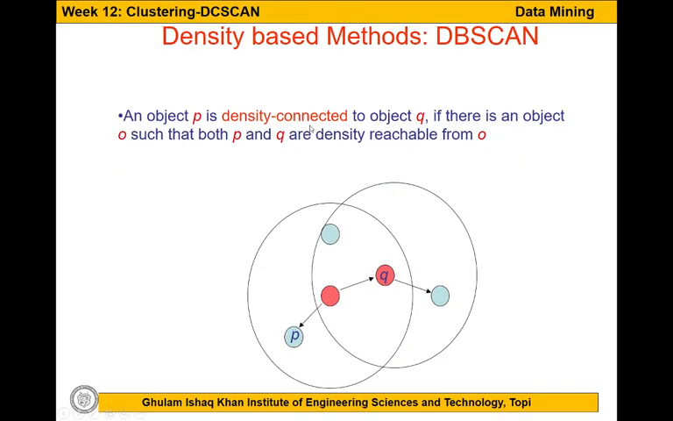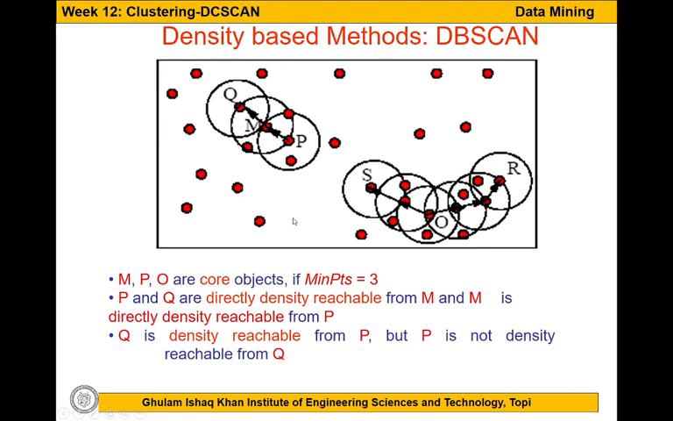Object P is density connected to object Q if there is an object O such that both objects P and Q are density reachable from O. So you are here and the point where you want to reach is this one, but they are not within the epsilon neighborhood. However, you end up finding a point O which is reachable from P and Q as well. So via this object O you are density connected with object Q. Here is an example.